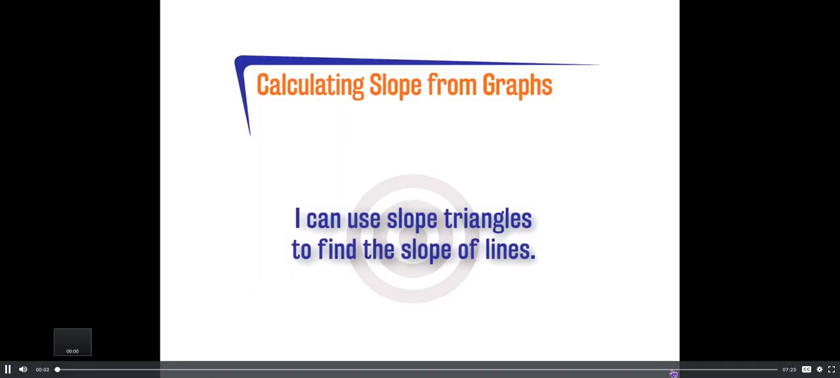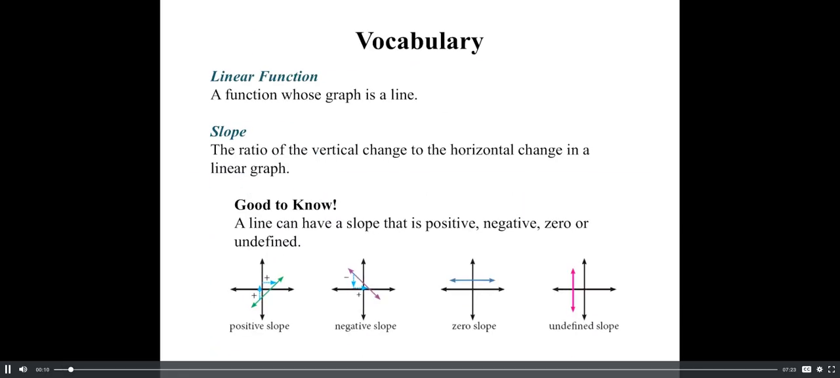Calculating slope from graphs. The target for this lesson is, I can use slope triangles to find the slope of lines. Let's start with vocabulary. A linear function is a function whose graph is a line. Slope is the ratio of the vertical change to the horizontal change in a linear graph.